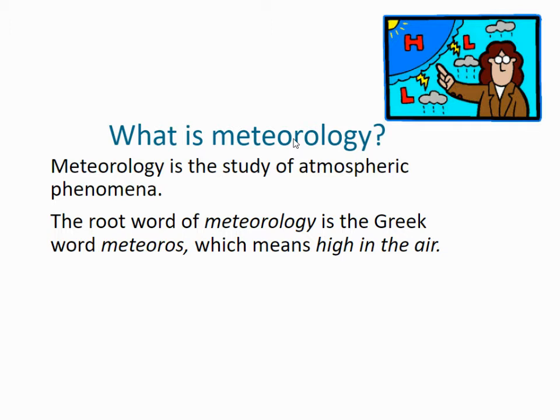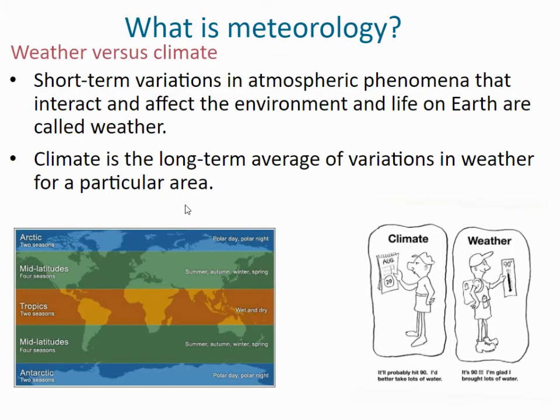So the Greek word meteoros means high in the air. So that's where meteorology comes from. You'll notice a lot of words in science come from either Greek or Latin based on how old of languages they are. So weather versus climate. Weather is a short-term phenomenon. So that means what's going on right now. Long term is a variation of pattern.